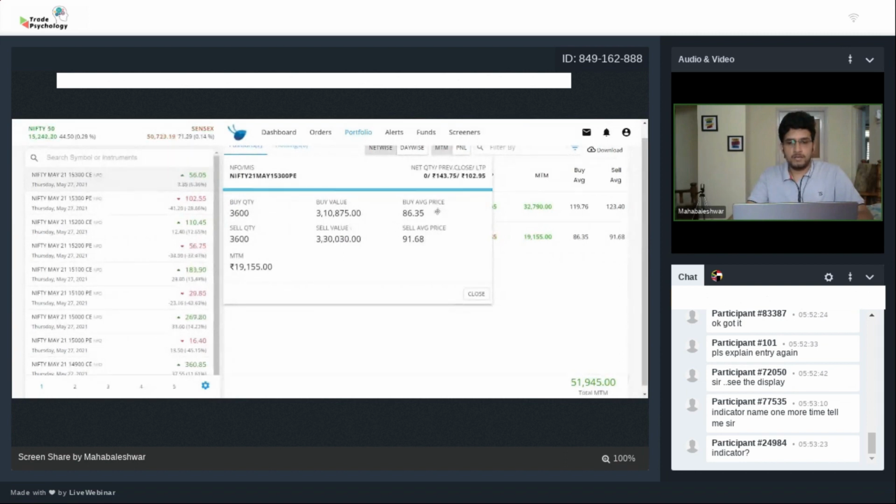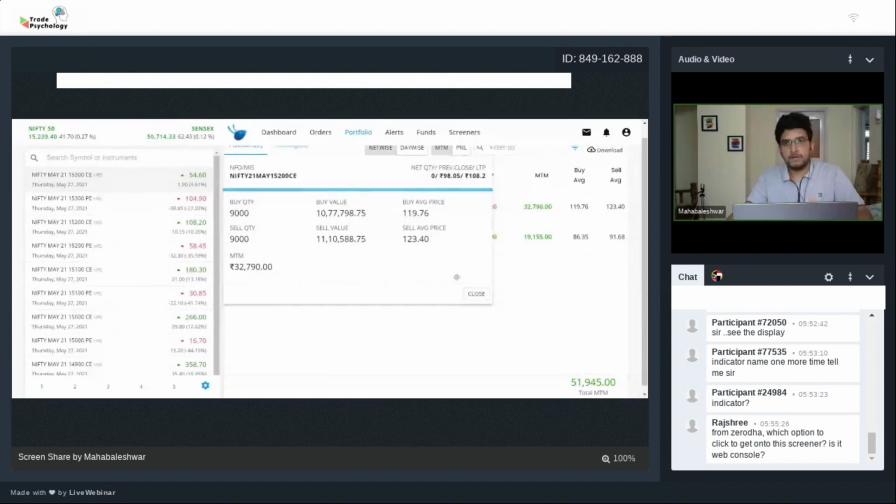You can see the buy average. We bought around this put, which is the 15,300 put. We bought at 86.35 rupees and we sold at 91.68 rupees. We just captured around 5 points in this particular trade. The volume traded is 3,600 quantity. So the profit earned is around 19,000 for this particular trade. Scalping trade involves capturing the small movements, but with a high volume.